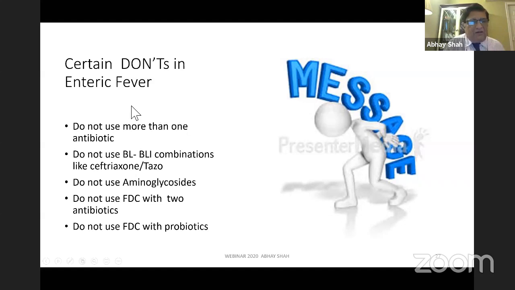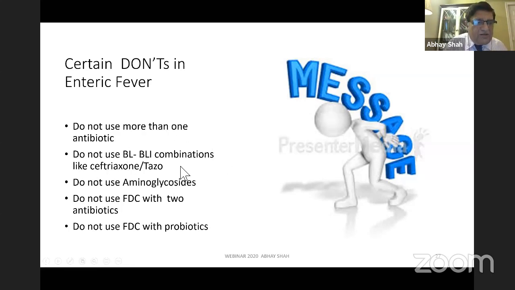single antibiotic. Do not use a BL-BLI combination like ceftriaxone tazobactam, because these organisms are not producing beta-lactamase enzyme. Sometimes in 100% of cases, our salmonella are going to be sensitive in vitro to aminoglycoside. But these salmonella are intracellular organisms where your aminoglycoside is not going to work. So do not add an aminoglycoside just because of the culture report.